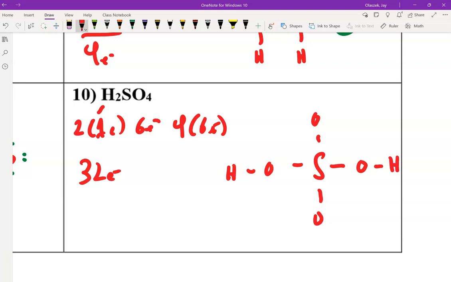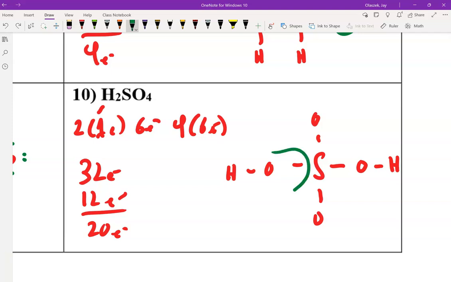All nice. I've used 2, 4, 6, 8, 10, 12 electrons in the bonding. That leaves me with 20. Where am I going to put them? Well, you can't put them around the hydrogens because they can only hold 2. Sulfur is already full. It's already got 8, so we're not going to put them around our sulfur. So let's start filling these oxygens.